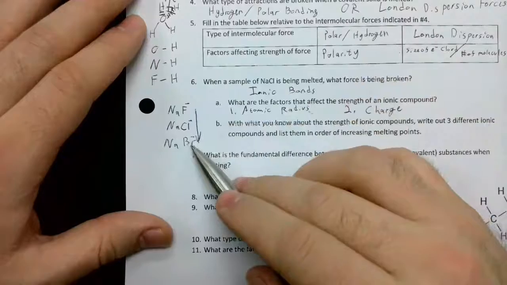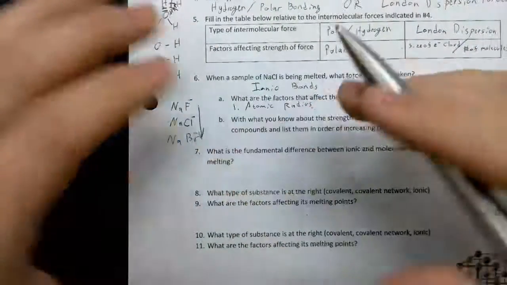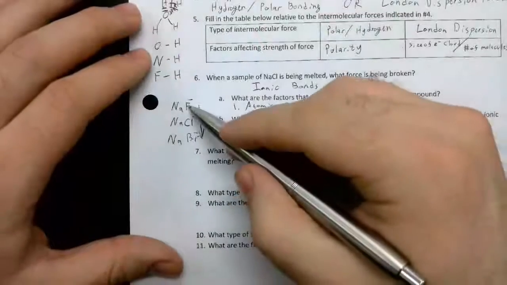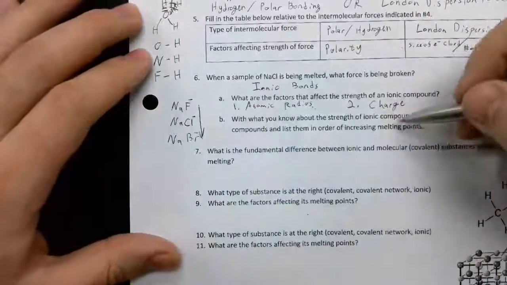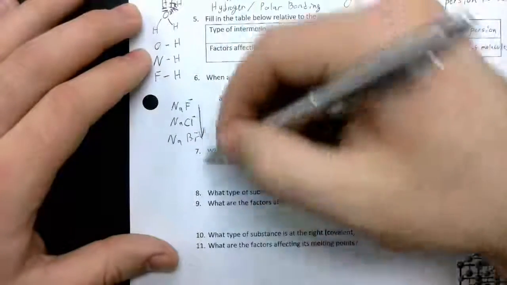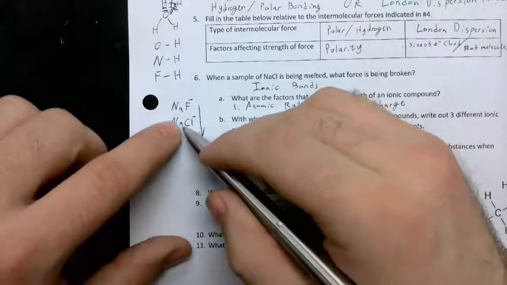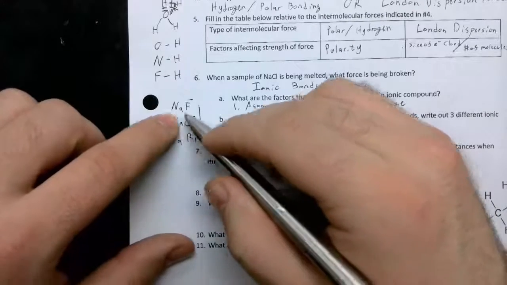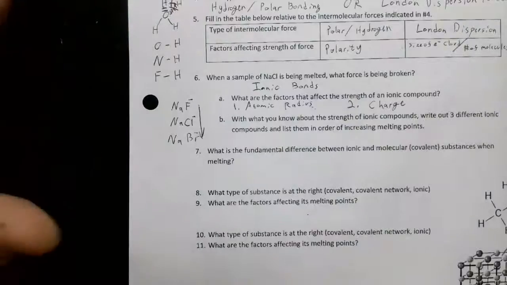The difference is bromine is going to be larger. It's going to have a bigger electron cloud than chlorine, which is going to have a bigger electron cloud than fluorine. So the melting points are going to decrease going this way, because this sodium is going to be less attracted to bromine than it is to chlorine and less than it is to fluorine. Okay? So that's how the ionic radius could affect it.